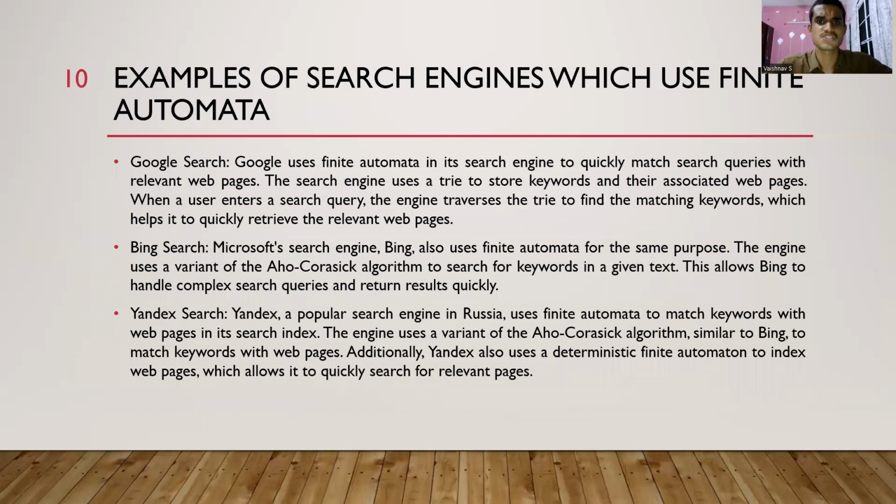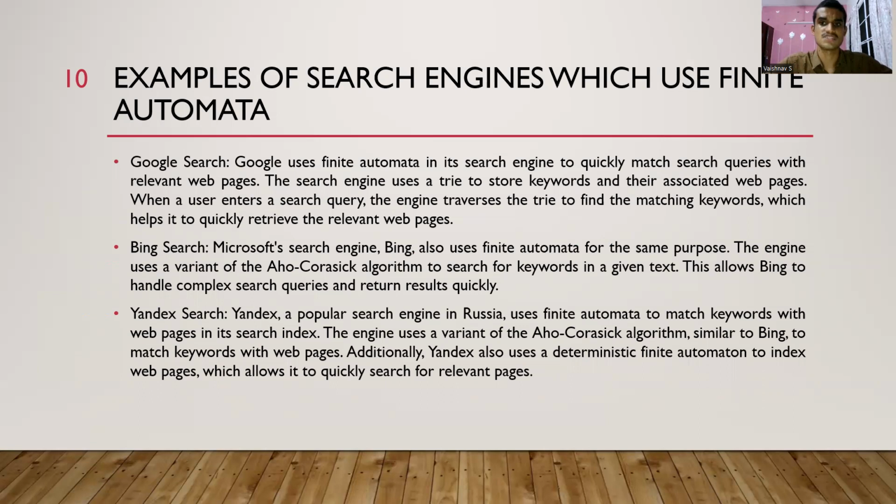Now let's look at some examples of search engines which use finite automata. Google Search uses finite automata to quickly match search queries with relevant web pages. It uses a trie data structure to store keywords and their associated web pages. Microsoft's search engine, Bing, also uses finite automata for the same purpose. However, it uses a variant of the Aho-Corasick algorithm for keyword searching. This allows it to handle complex search queries and return results quickly.